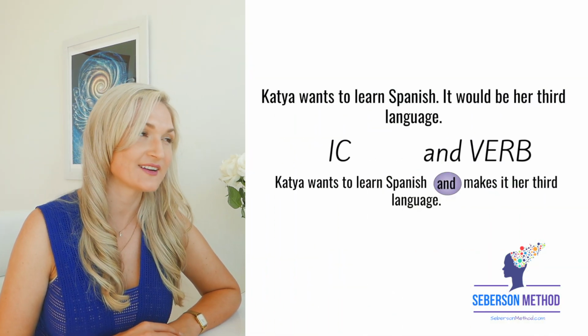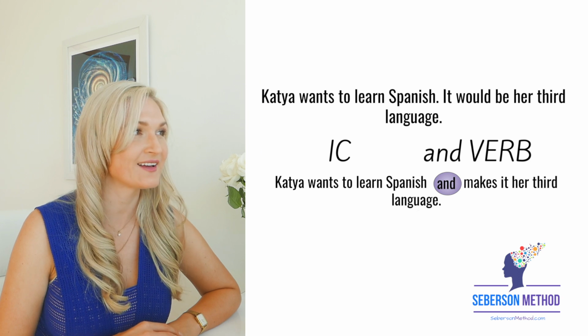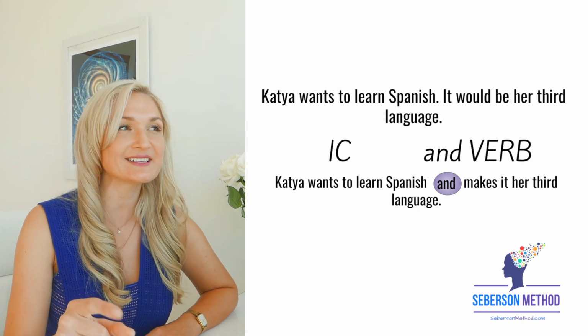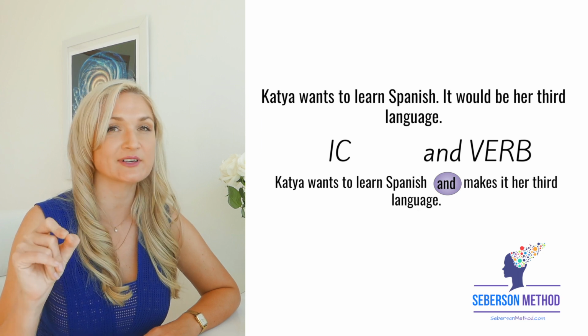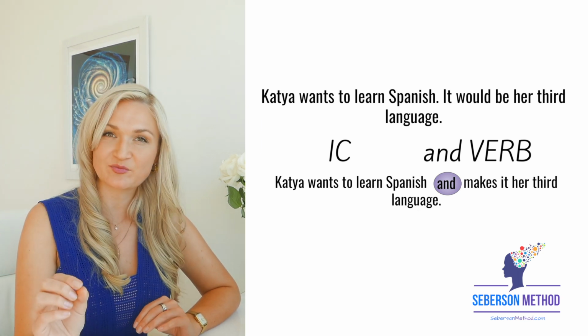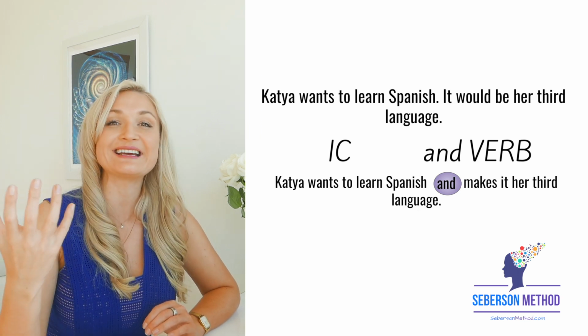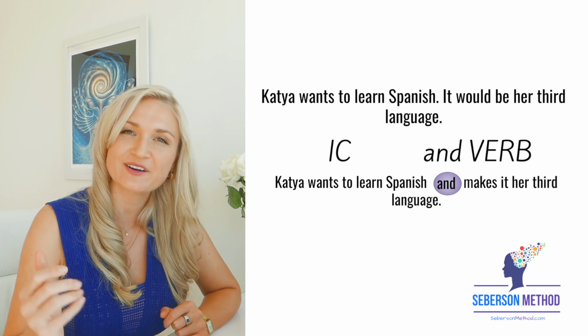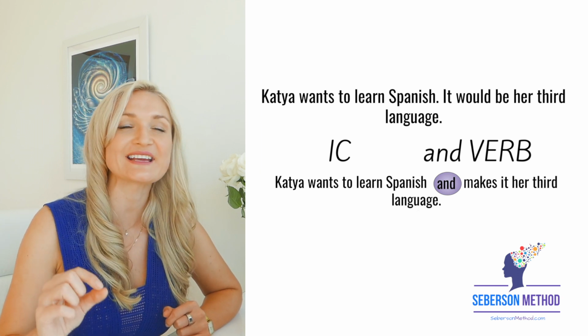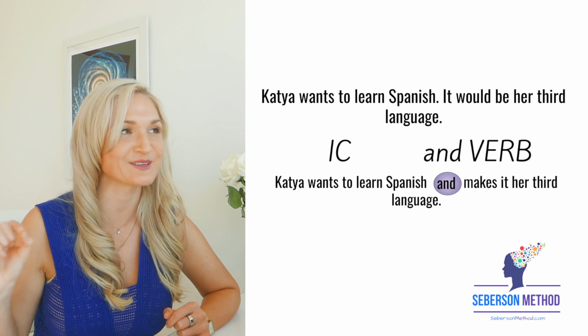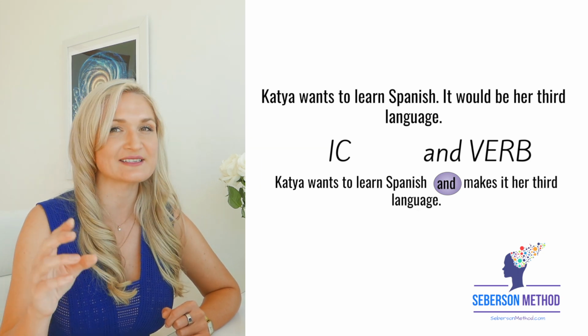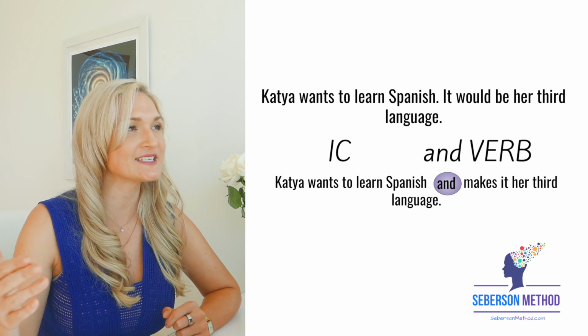Another popular pattern that the SAT loves to use is adding another verb with the conjunction and. Here's how it would work in our sentence. Katya wants to learn Spanish and make it her third language. Here, we have a FANBOYS conjunction, but it's not playing the role of a FANBOYS because we're not connecting two independent clauses. Why aren't we connecting two independent clauses? Because there is no subject in the second clause. The second clause is not even a clause. It just says, make it her third language.